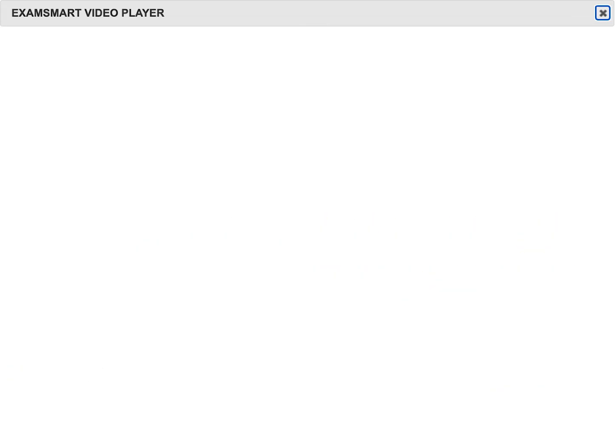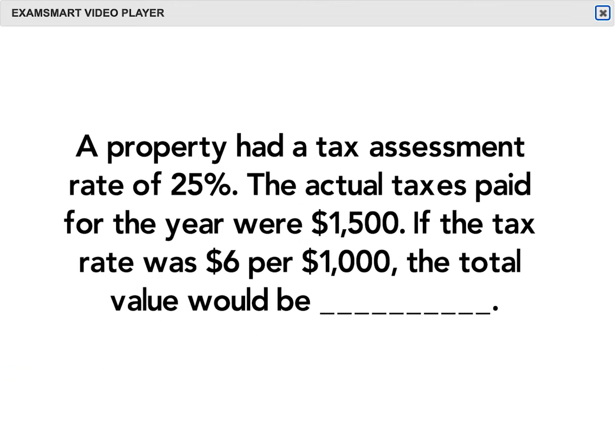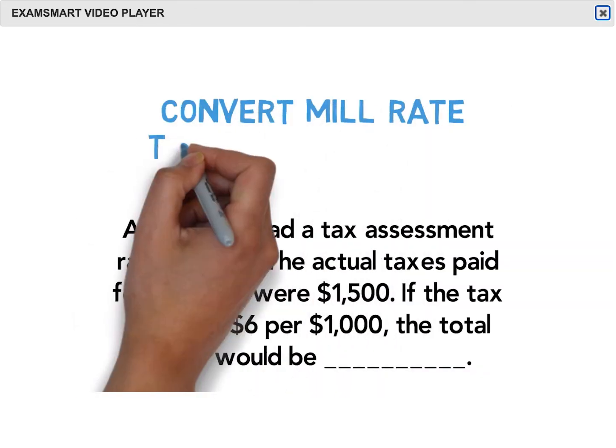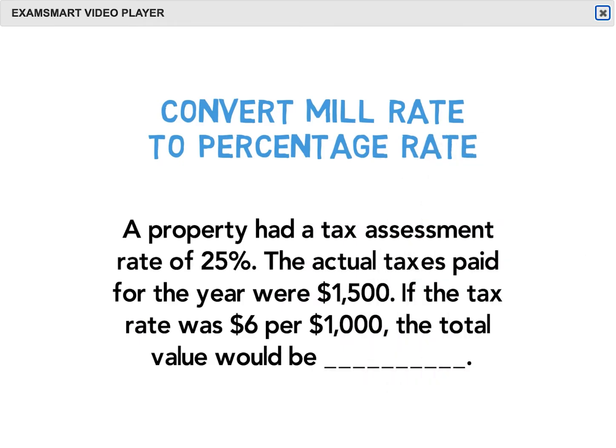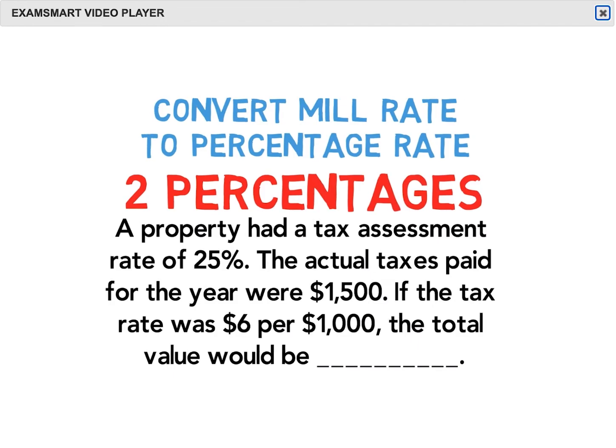A problem might say that a property had a tax assessment rate of 25%. The actual taxes paid for the year were $1,500. If the tax rate was $6 per thousand, remember per thousand is a mill rate, the total value would be. Well, in this case, we will convert the mill rate to a percentage rate. So once again, in our math problem, we have two percentages, therefore we draw two T's.